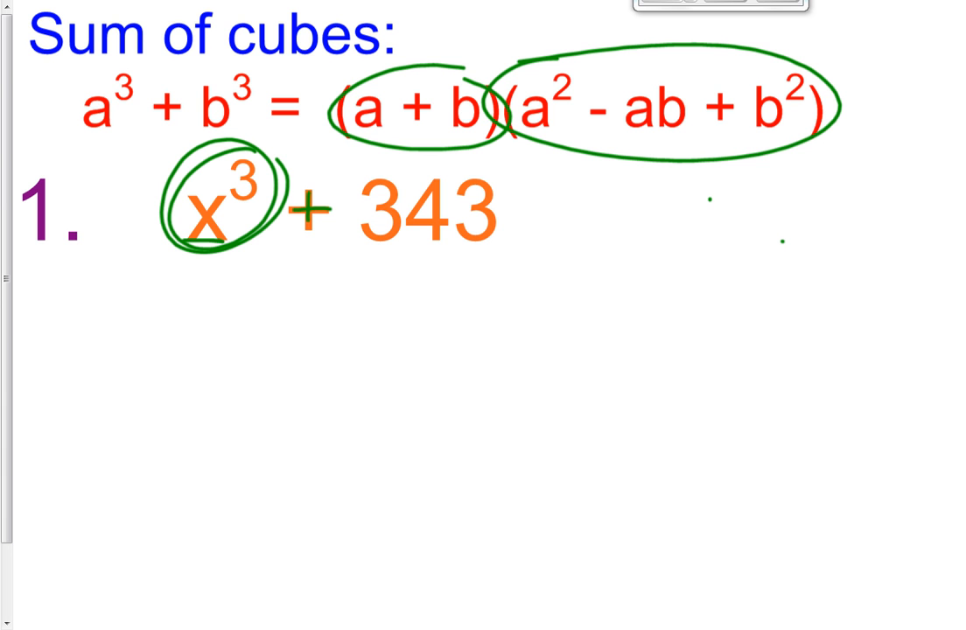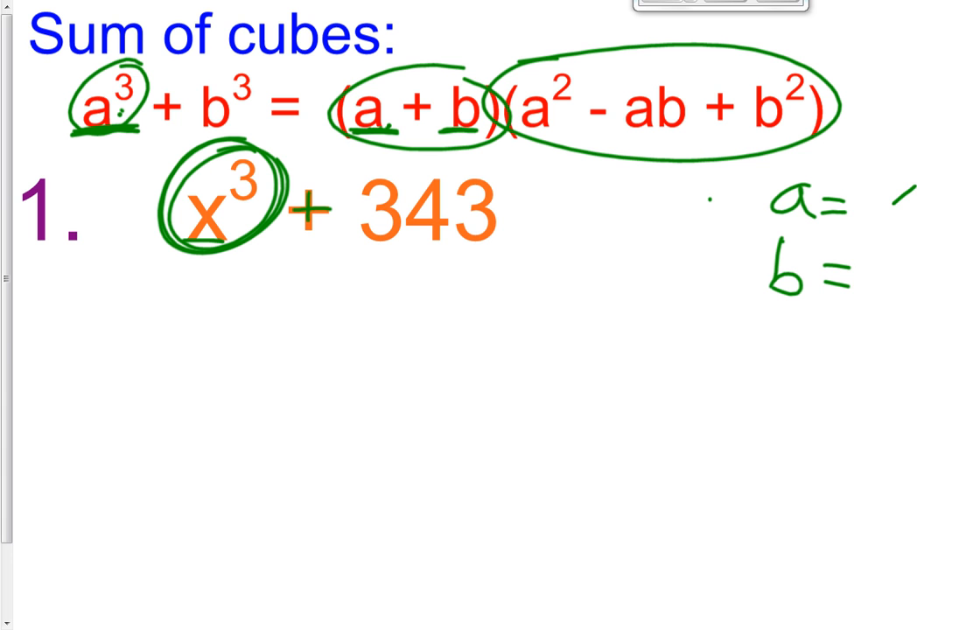Always label what a and b are first. So what is a and what is b? Please write this down with me. A, the one that goes in this spot and the one that goes in this spot, is the cubed root of this number. If this is a cubed, then this is a to the first power, so it's the cubed root of this one. So what times itself 3 times gives x cubed?